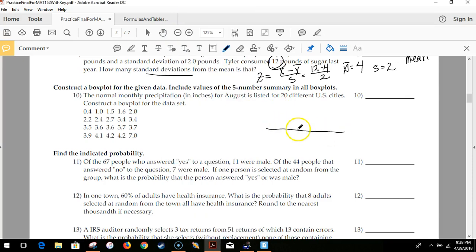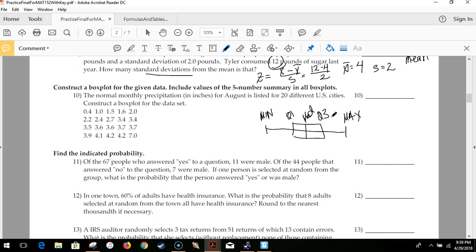So it looks something like this, where here's your min, up here will be your max. Here's the median. That's Q1, and that's Q3. And you'll just have to pick it because it's multiple choice. You won't have to worry about drawing it and making it look nice. And that's the end of chapter 3.